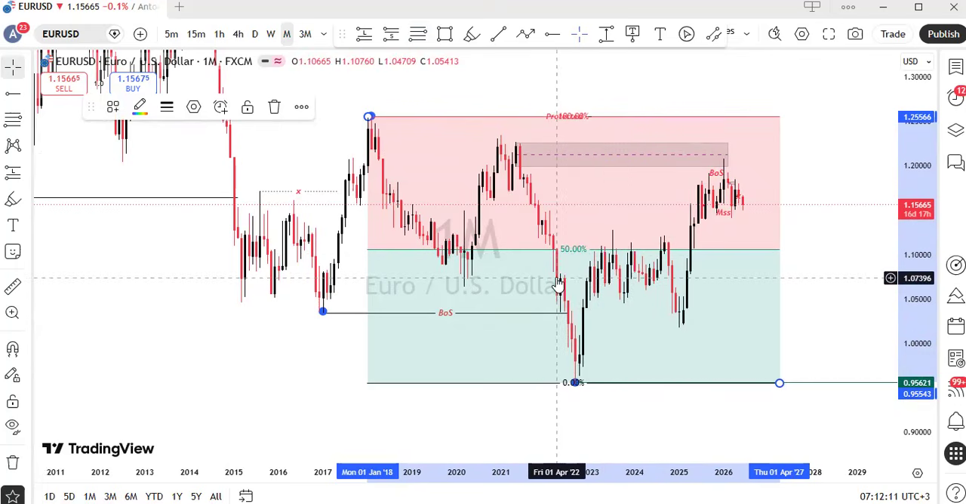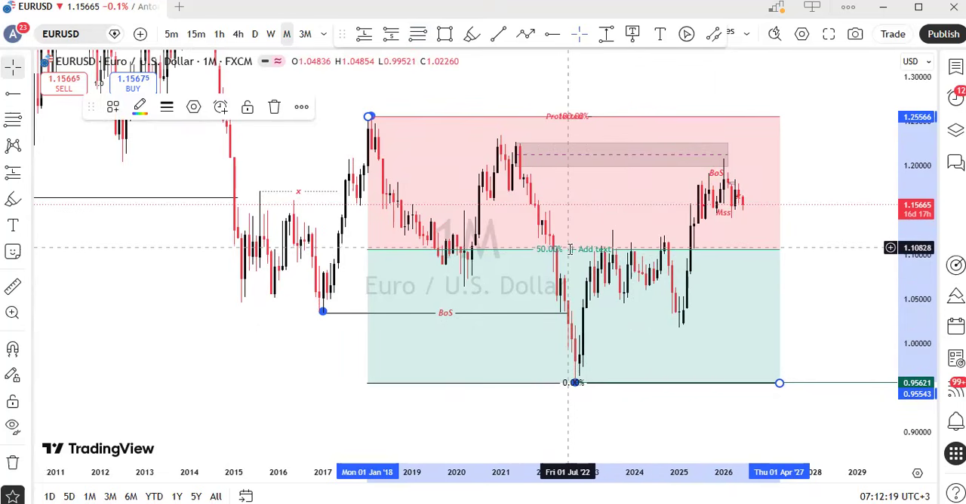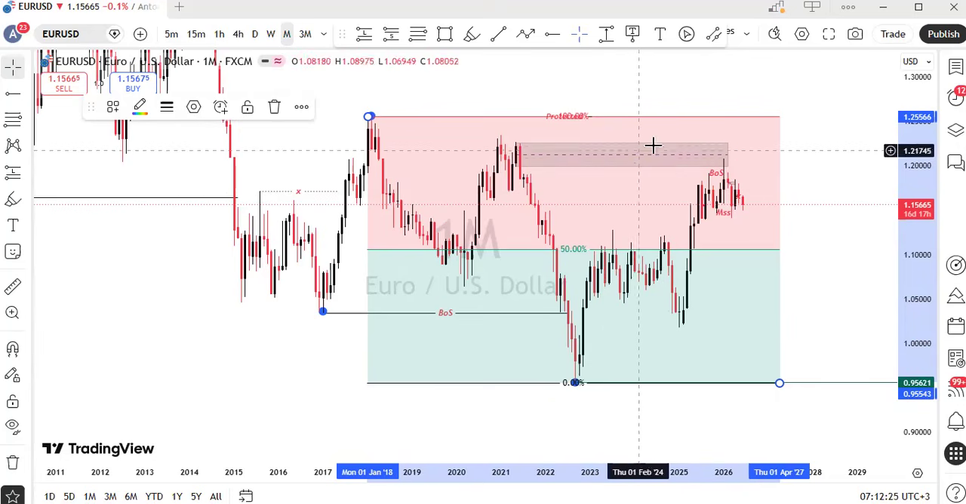Any point of interest that is resting at the discount, we don't have any business with it, right? So when you are marking your point of interest, always make sure the point of interest is resting within the premium. And that is why you can see we have this extreme supply zone or order block that is sitting in the premium.